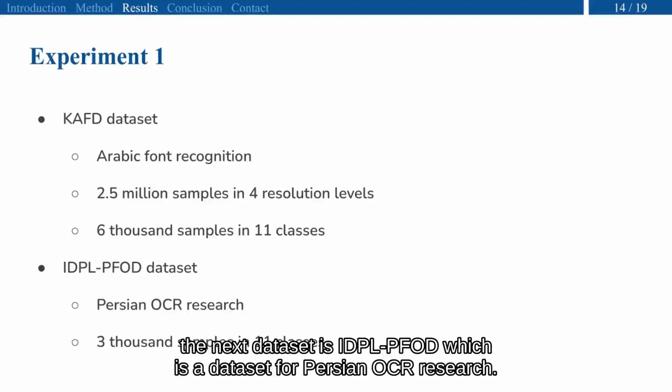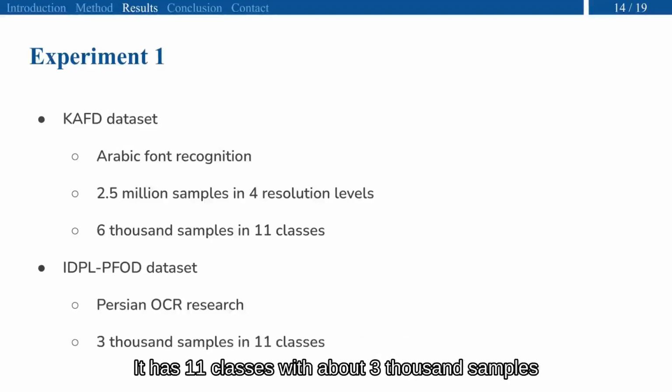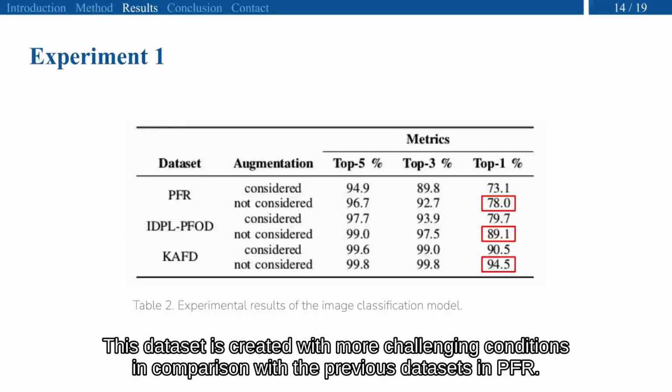The next dataset is IDPL-PFOD, which is a dataset for Persian OCR research. It has 11 classes with about 3,000 samples. This dataset is created with more challenging conditions in comparison with the previous dataset in PFR.